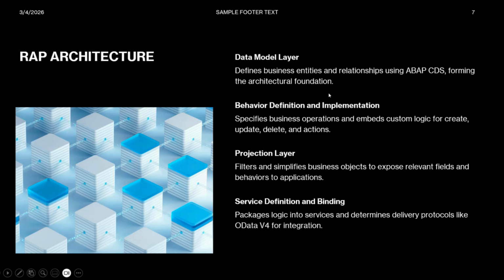For example, there is one CDS view exposing the complete purchase order information: complete header, complete line items, account assignment details, everything. But in the projection, we can filter. For example, we need to expose only the line item data and not its accounting details, so we can filter that. We can also add some calculations in the projection. The projection layer is optional; if you need it, we can add it. Then service definition and binding we already discussed.